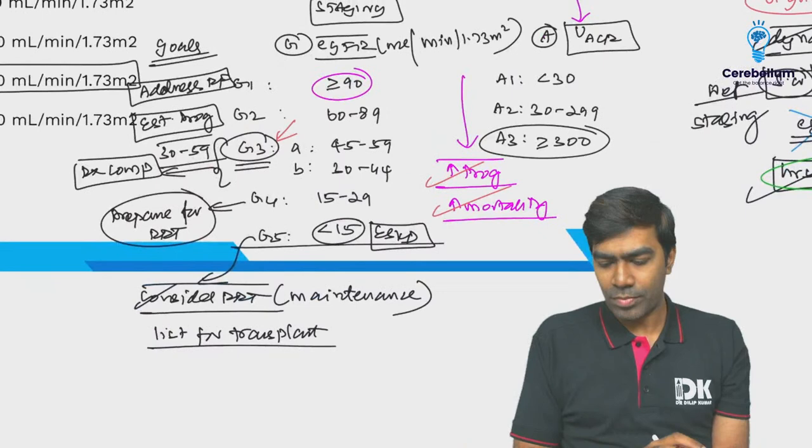Don't do that. You know what is the reason for TTP? TTP is basically due to ADAMTS-13 deficiency. ADAMTS-13 is a protease. It cleaves the von Willebrand factor multimers.